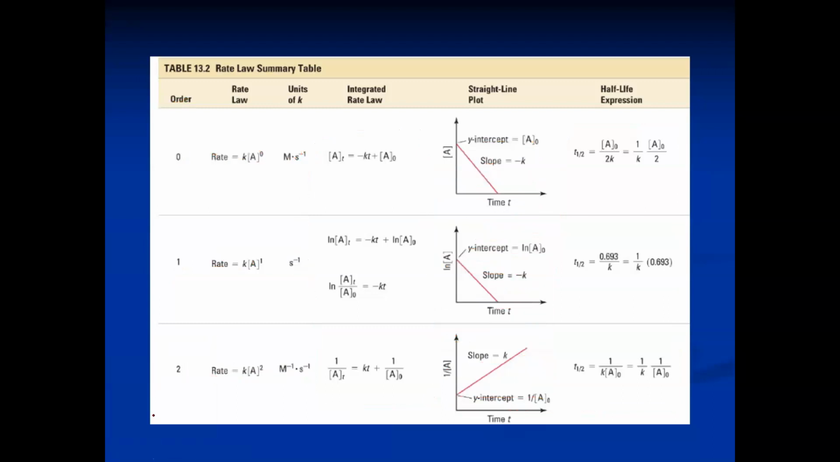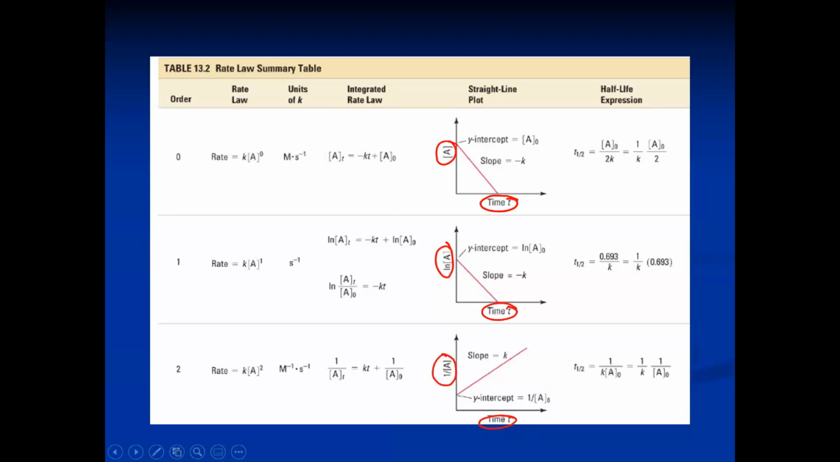You need to remember which ones belong to zero order, first order, second order. Okay. So remember, zero order is always going to be A versus T. First order will be ln of A versus T. Second order will be 1 over A versus T.